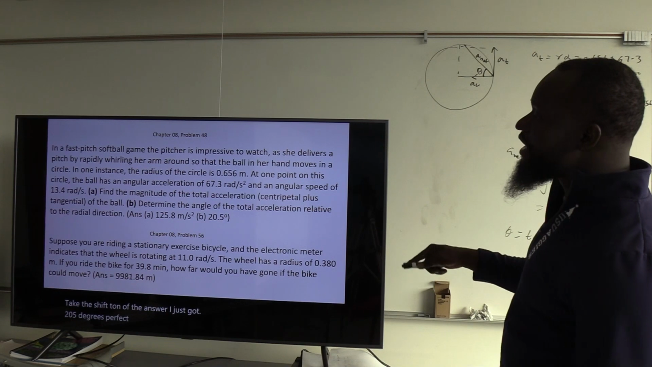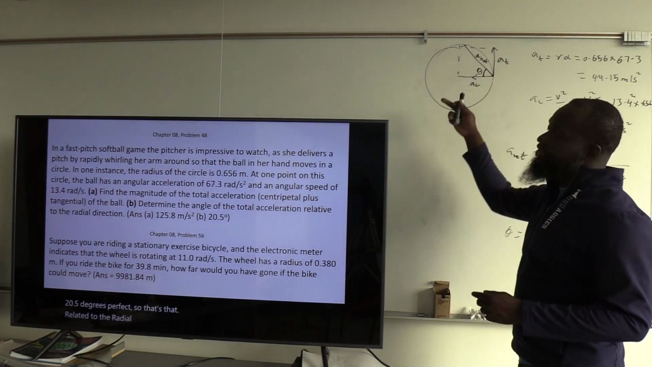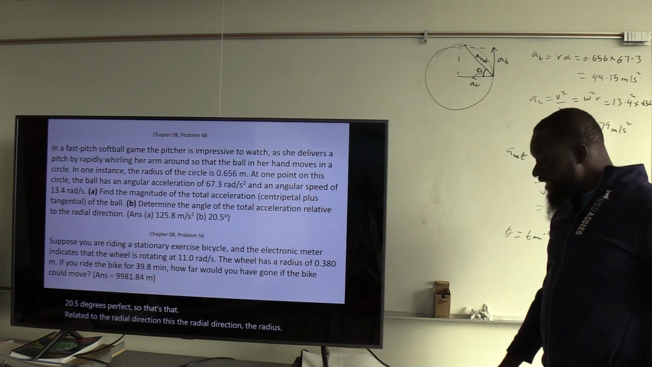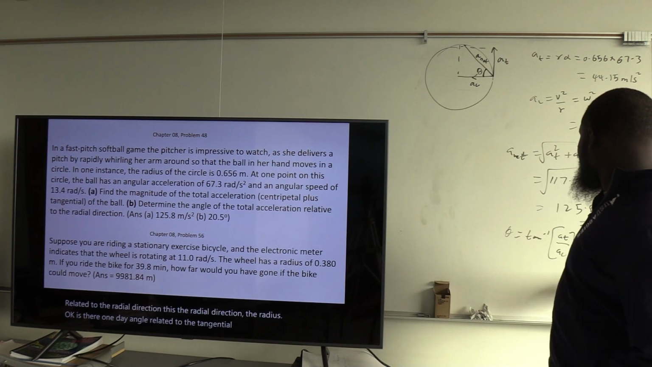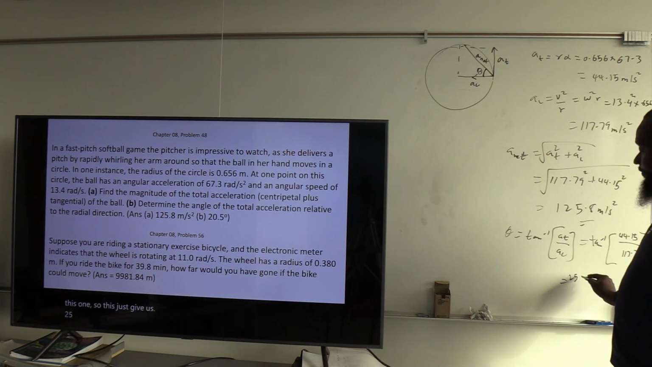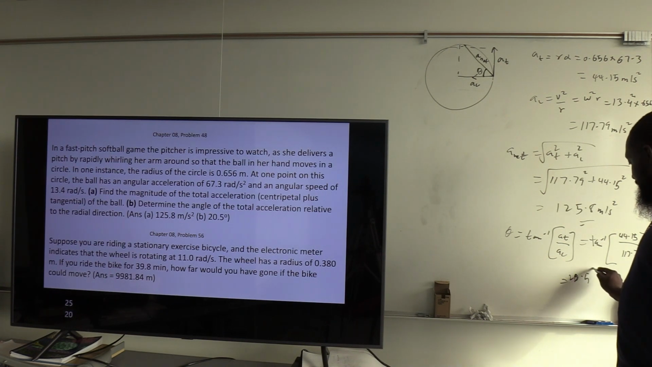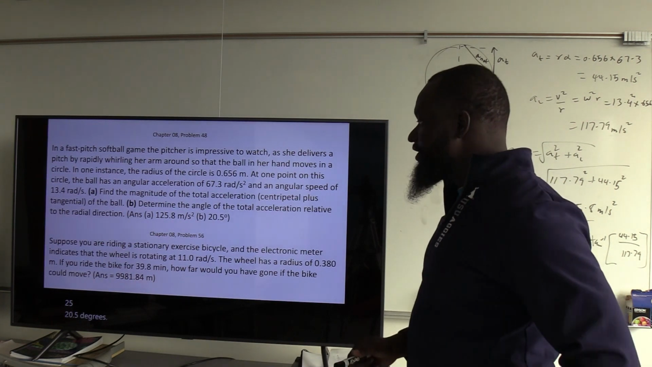They want the acceleration angle relative to the radial direction. This is the radial direction, the radius direction. Okay, if they wanted the angle relative to the tangent direction, we'll get the other one, which is 90 minus this one. So this just gives us 20.5 degrees. Okay, the last problem, problem 56 of chapter 8.